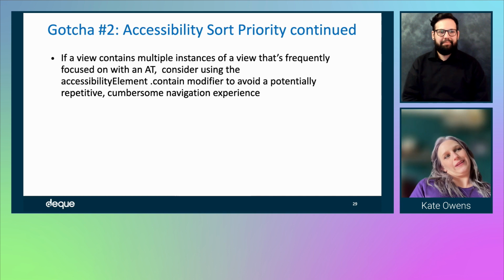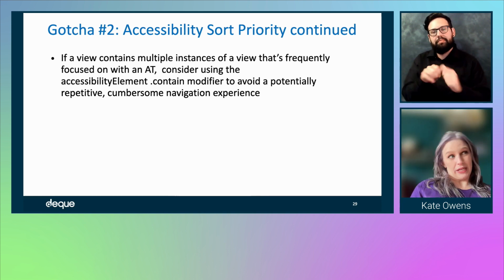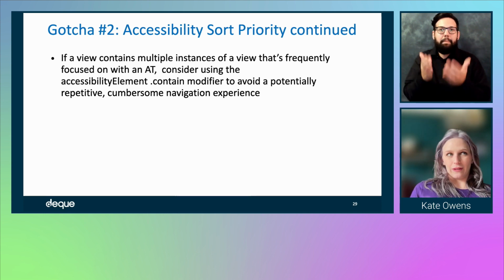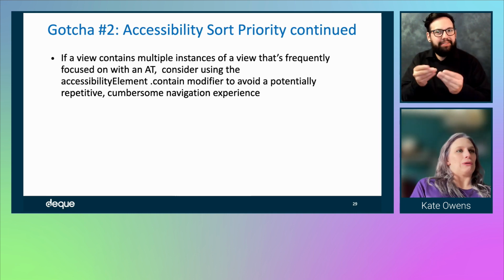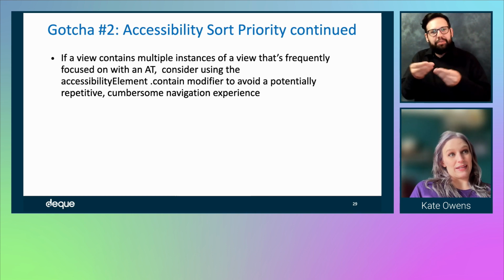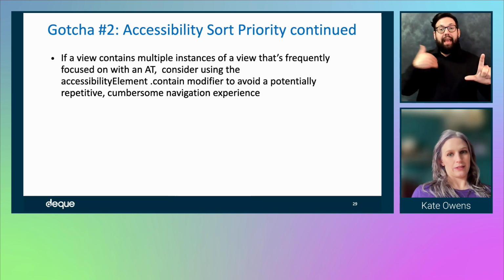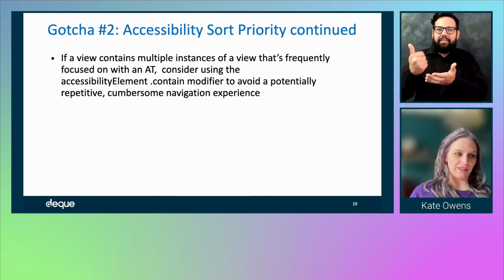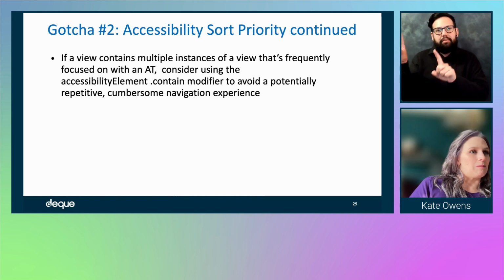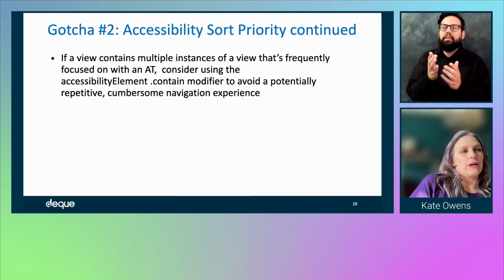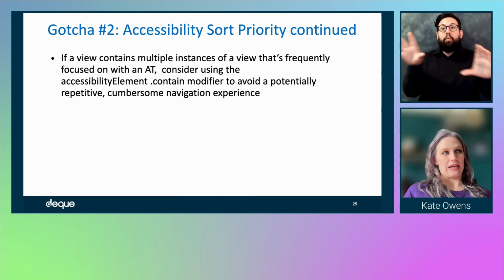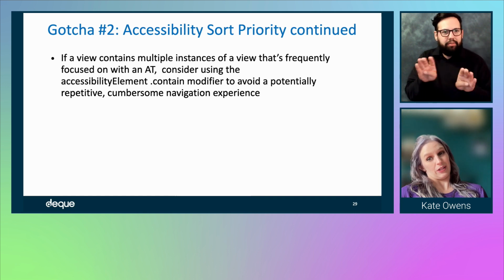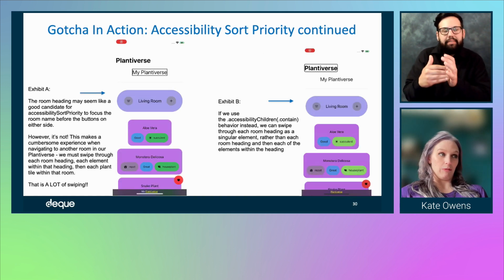So more on the accessibility sort priority is that it can be tricky because it can seem like it's a great solution, but there's actually something else that could be better. An example of that would be if you've got a view that contains multiple instances of another view or another element that's frequently focused on with an assistive technology. If you take all of our plant tiles on the main grid screen, for example, in situations like that, you might want to consider using the accessibility element contain behavior, to avoid a potentially repetitive and cumbersome navigation experience. So let's take a look at what that's like.